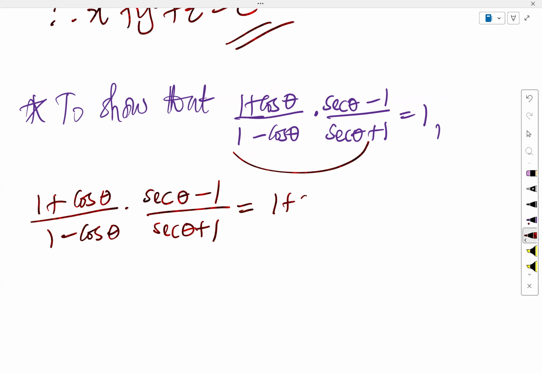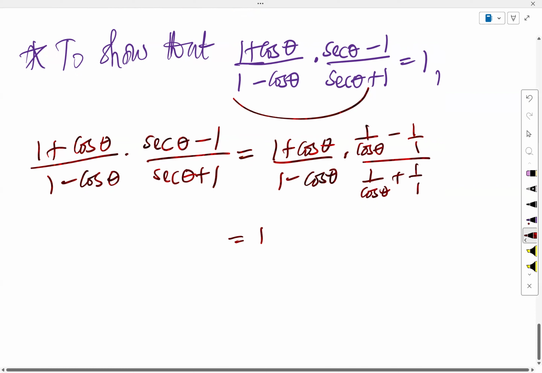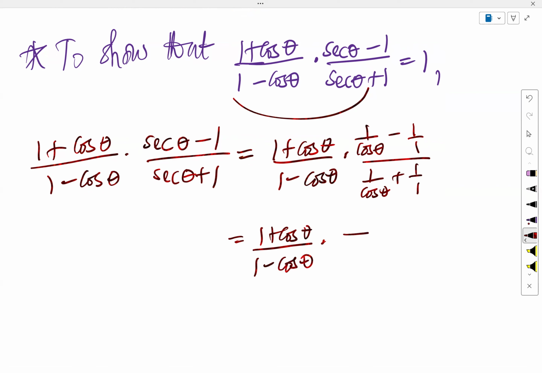So it means you can say 1 plus cos theta all over 1 minus cos theta times sec theta, and sec is the reciprocal of cos. So you have 1 over cos theta, that's sec theta, minus 1 all over 1 over cos theta plus 1. And that is equal to 1 plus cos theta all over 1 minus cos theta times, for the top, you can take the LCM, which is cos theta. So cos theta in cos theta is 1, 1 times 1 is 1, minus 1 in cos theta is cos theta times 1, that's cos theta. All over, again, you take the LCM for this, so that is cos theta again. Cos theta in cos theta is 1 plus 1 in cos theta is 1 plus cos theta again.